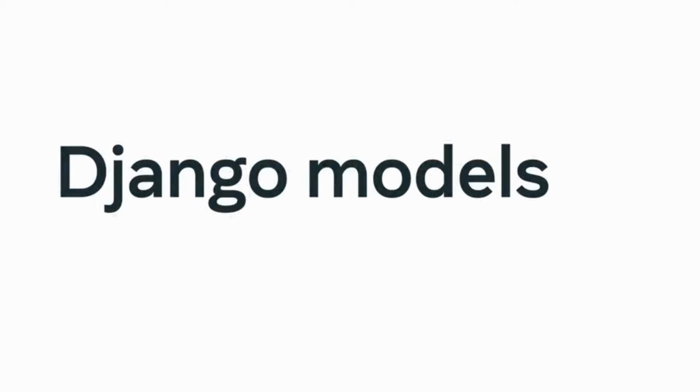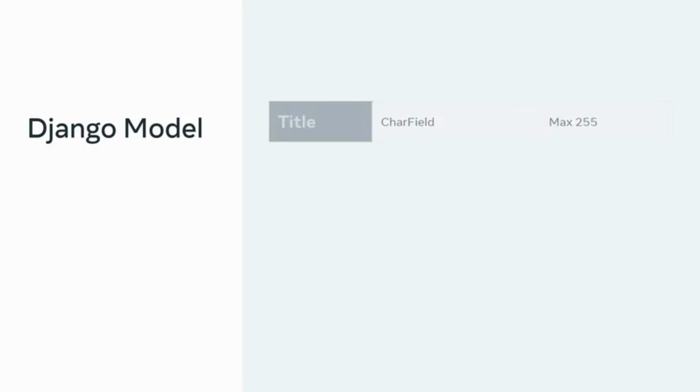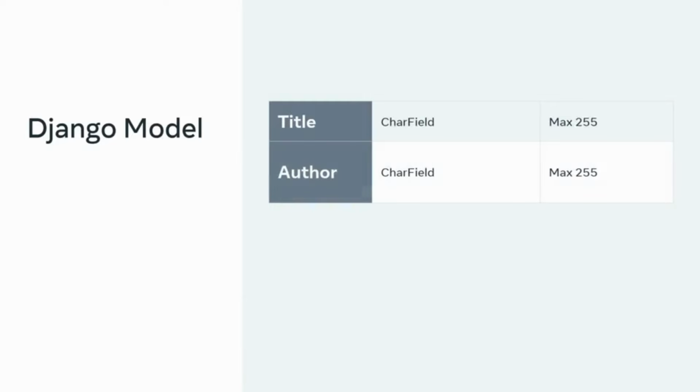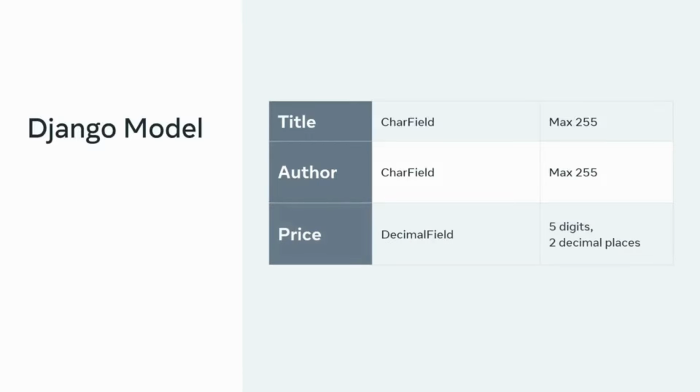For this project, you need to create a Django model with the following fields: title, which will be a char field with a max length of 255, author, which will have the same specs as the title field, price, which will be a decimal field with a maximum of 5 digits and 2 decimal places, and inventory, which is an optional positive small integer field to indicate if a book is in stock or not.